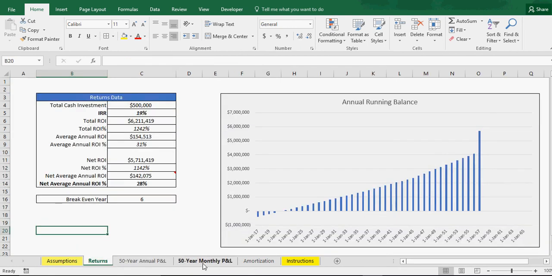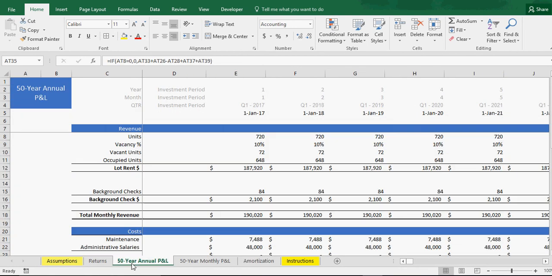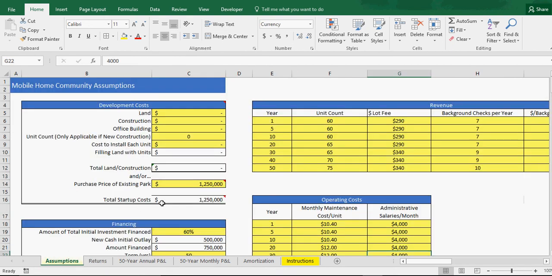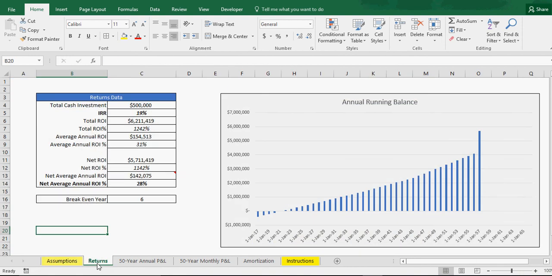Now again, all the logic is built here for you, so all you have to do is go in, scope out what you plan to do here in all the yellows, and then check out what the returns look like.